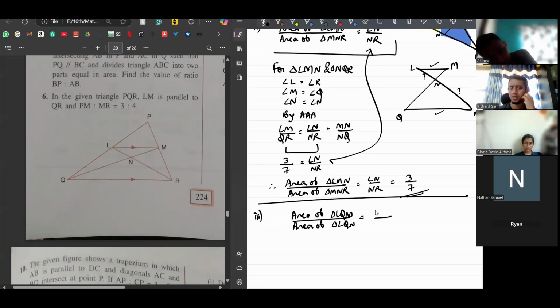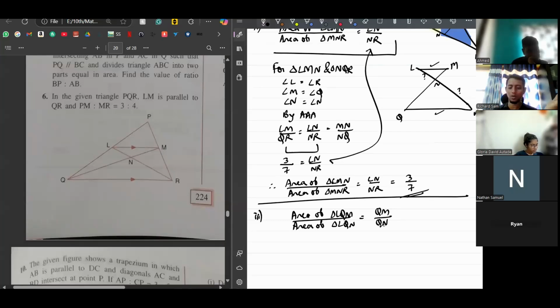Almost. LQM is the full triangle. So that one's base is what? QM. And LQN, that one's base is what? QN. Correct? You said MN. You said the other side. Okay? And you got the idea. Since they have the common base and the same vertex, then their bases are also proportional to each other.